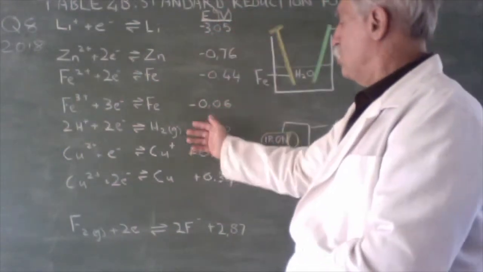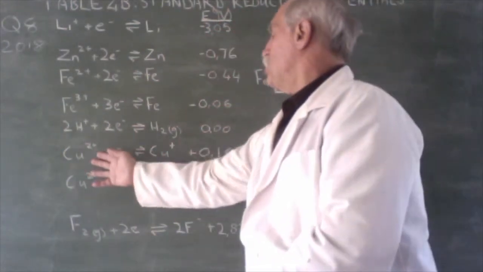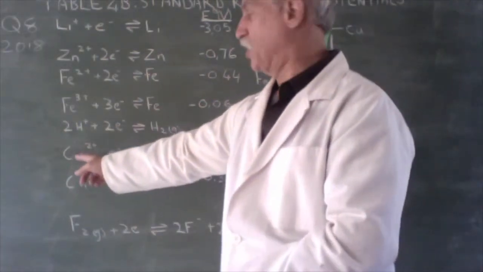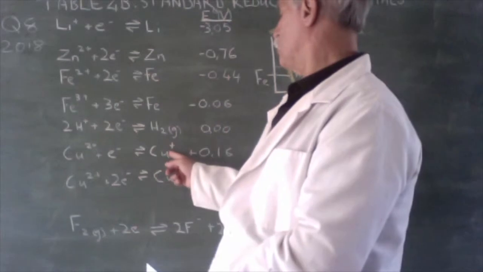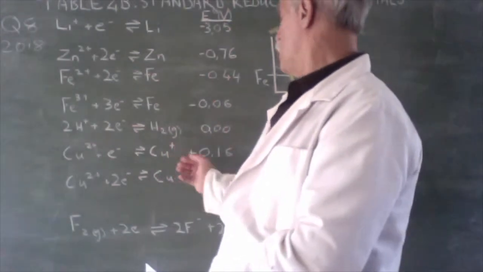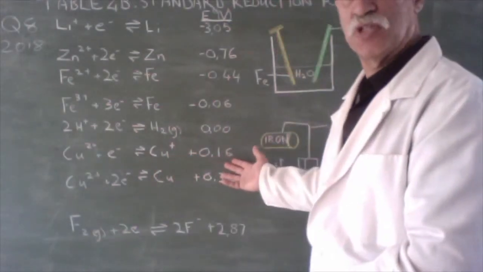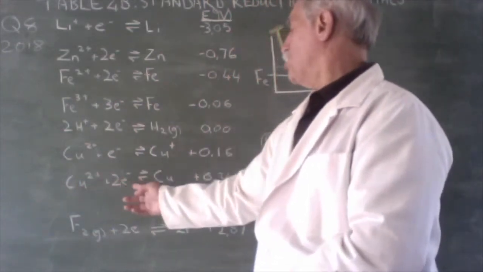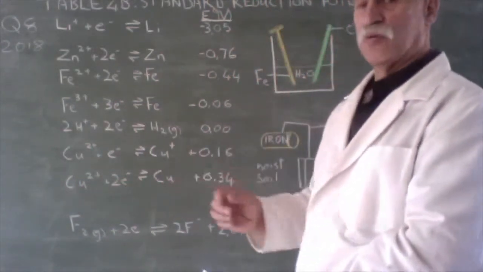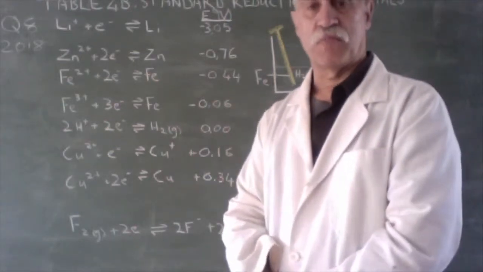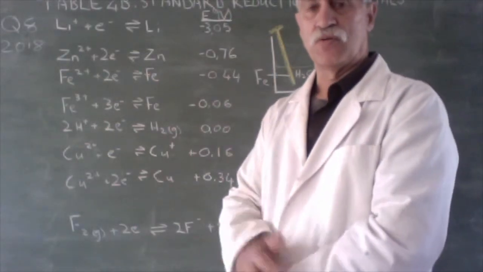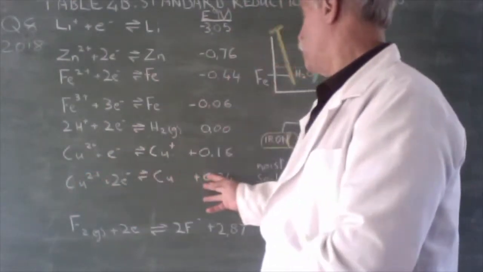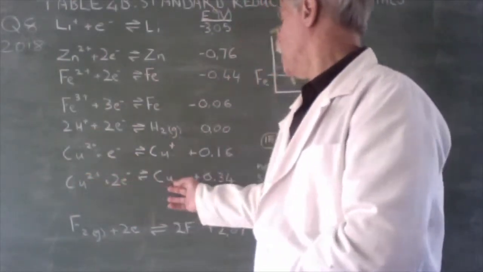But if you go to the ones that are positive, these are the elements that like to gain electrons. Look, even copper 2+, plus an electron goes to form Cu 1+. And there's a positive voltage, it means it likes to do that. Here is copper 2+, plus 2 electrons goes to form copper metal. Now we know what copper metal looks like. That's your copper in your plumbing or in your coins and so on. Here it's positive. Copper likes to gain electrons.